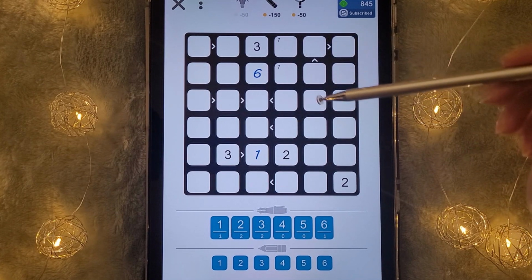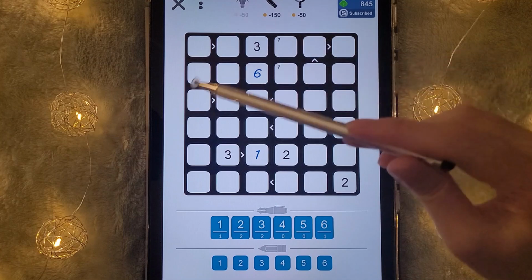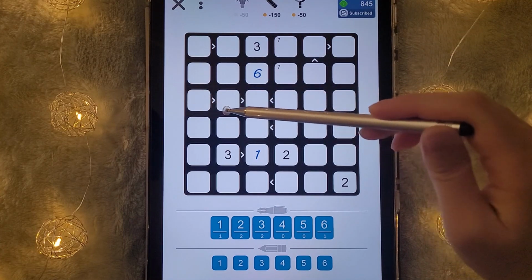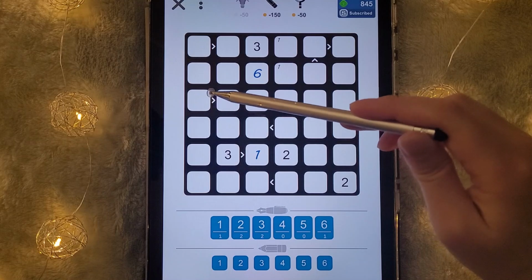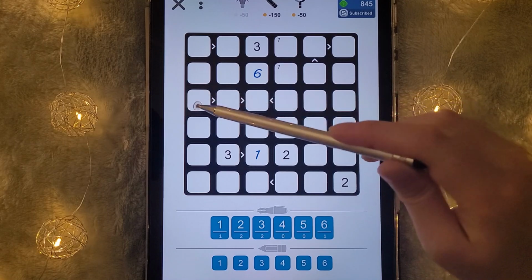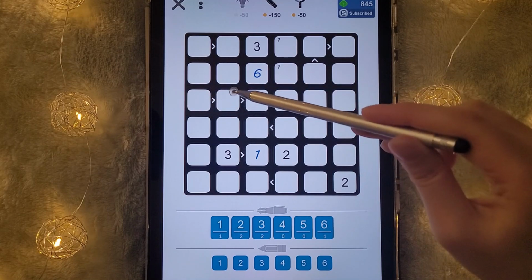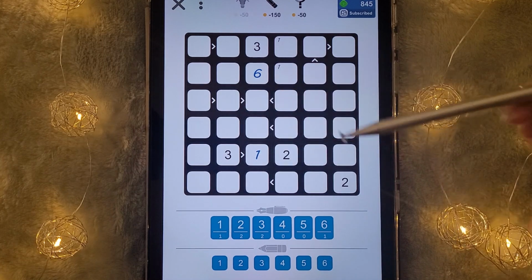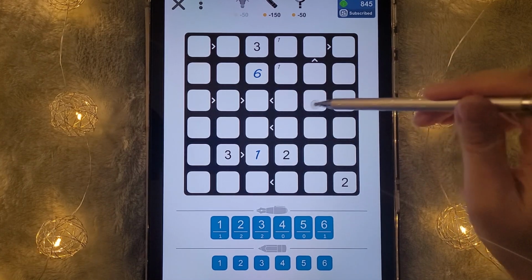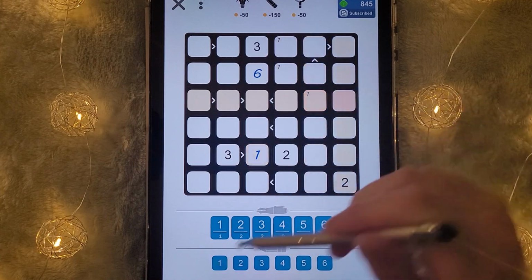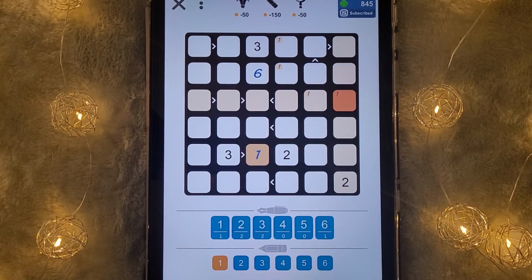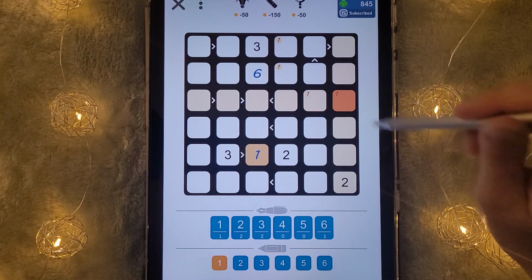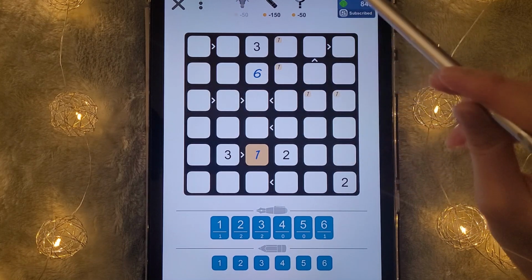So I can place pencil markings in this row here for the 1 because this one can't go there because of the greater than symbol right here. And there's nothing less than a 1, can't go there because this 1 is already here in that column. Can't go there, so I know that the 1 has to go right there. Okay. And let's see.